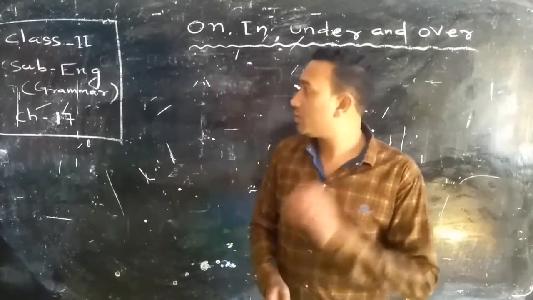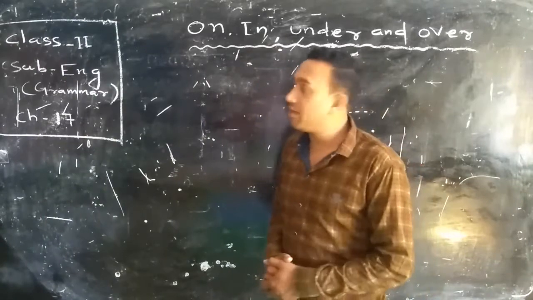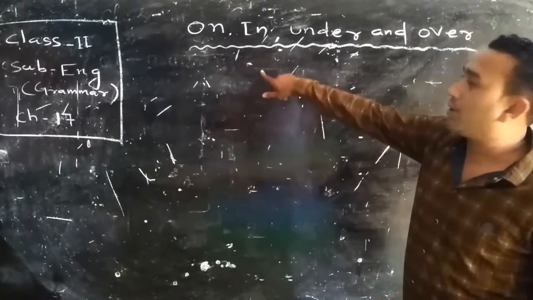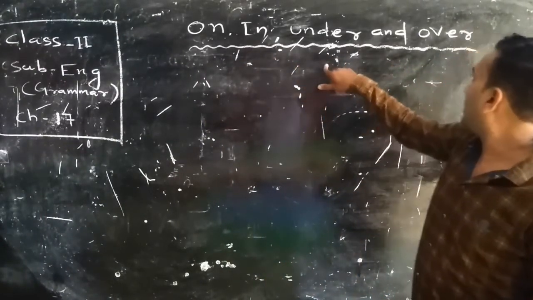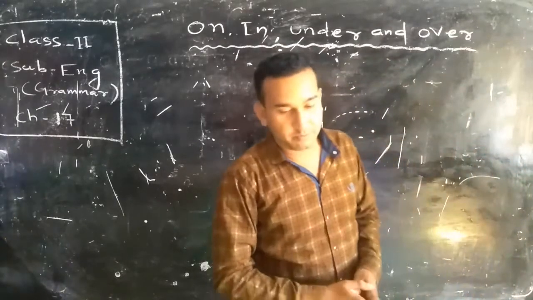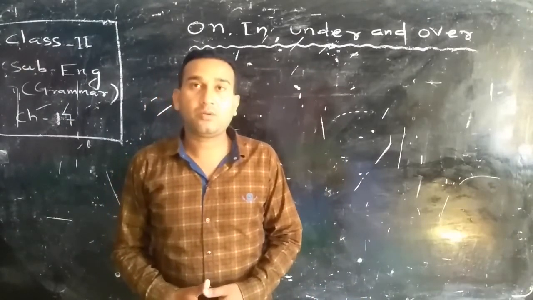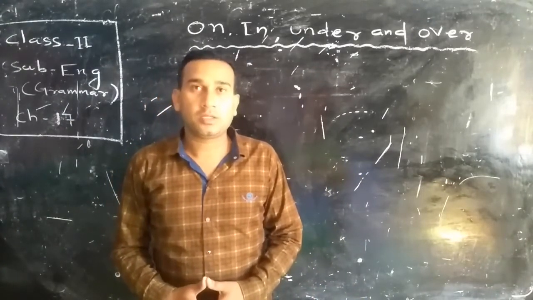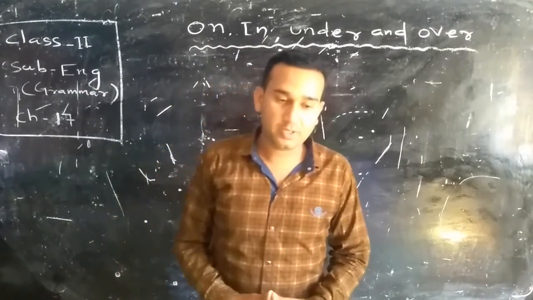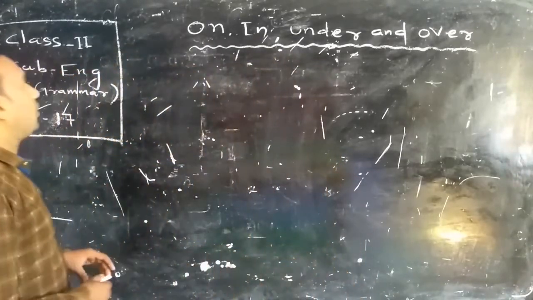I am the English teacher. Today we discuss English grammar, chapter 17. And chapter 10 is on, in, under, and over. So first you open your book, page number 96, English grammar book, and open your English grammar copy also. Okay. So we have to discuss on, in, under, and over.